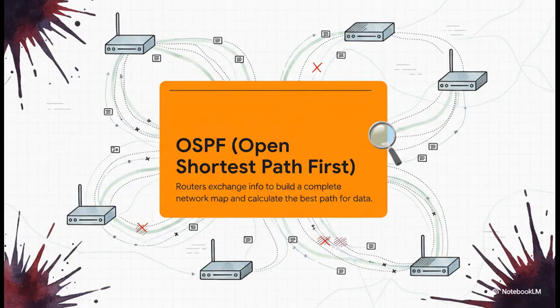OSPF stands for Open Shortest Path First. Now, it's what's known as a Link State protocol. And all that really means is that every router running it is constantly talking to its neighbors. They're sharing info about all the connections they know about and the cost of using them. And you can think of cost as just a measure of things like speed and reliability. By sharing all this info back and forth, every single router builds an identical, complete map of the whole network.